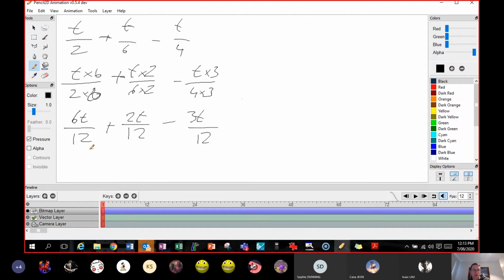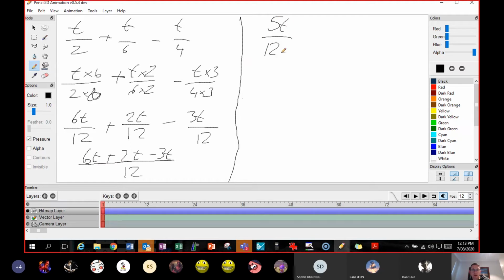Now I can do this. Now they're all the same common denominator, I can just write it like that, because you can join them all. And then you can add it. 6t plus 2t is 8t, minus 9t is 5t. 5t on 12, and can you simplify that? No, you can't.